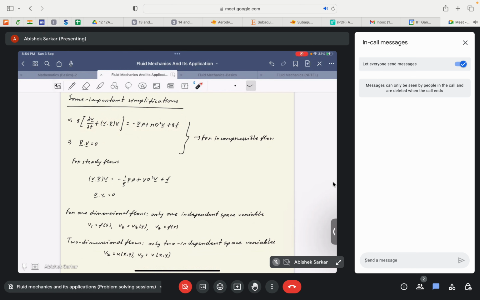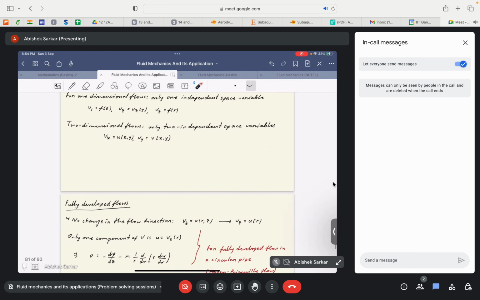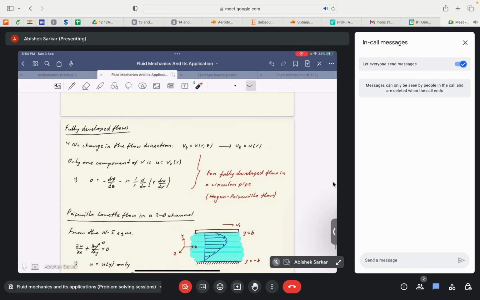Okay, so that's it. As I was previously mentioning, for a fully developed flow, like in the case of a flow in a channel, there is no change in the flow direction and only one component of velocity exists. Okay, so that is in the case of fully developed flow in a circular pipe, which is also known as the Hagen-Poiseuille flow. The governing equation along the z direction becomes as follows.